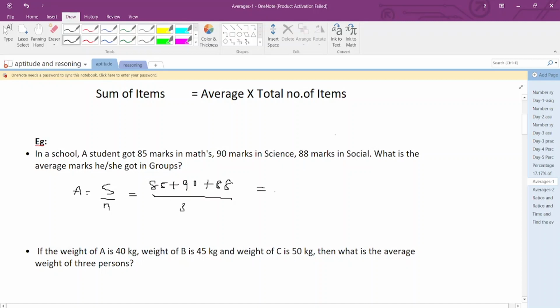So you can add 3. So now 90 plus 85 is 175, 175 plus 80 is 255, 255 plus 263, right? 263 by 3, which means 87.3 and so on. So this is the average we got.